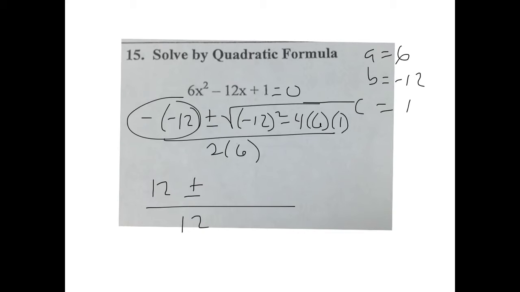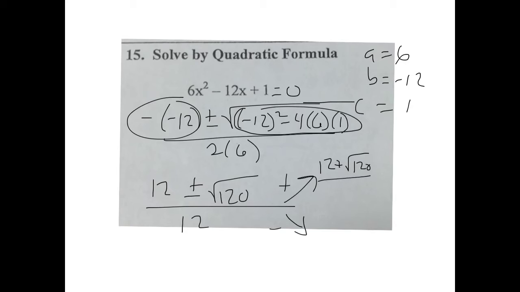I'm going to type this whole part here in my calculator. So negative 12 squared minus 4 times 6 times 1. This is 120 under here. So I'm going to split this up, make an add version and a subtract version: 12 plus square root 120 divided by 12, and 12 minus square root 120 divided by 12.